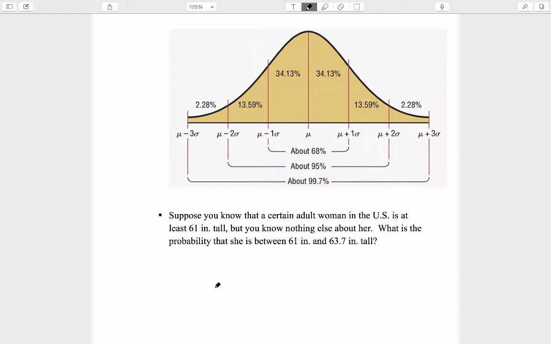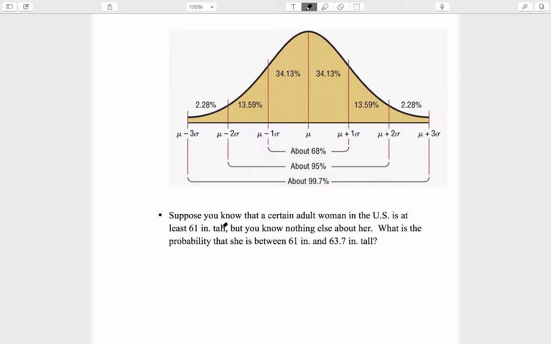Now suppose you know that a certain adult woman in the US is at least 61 inches tall, but you know nothing else about her. This means that we have certain given information. What is the probability that she is between 61 inches and 63.7 inches tall?